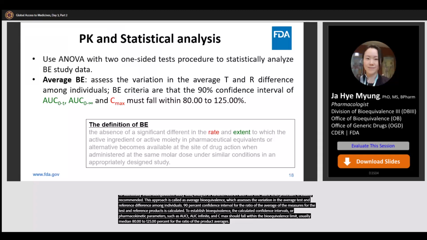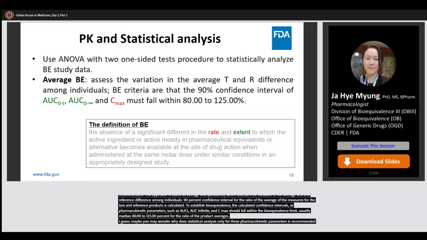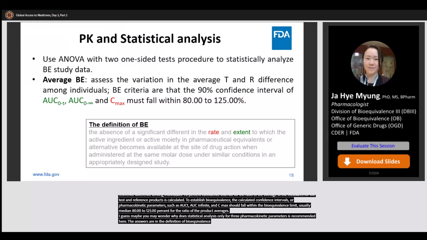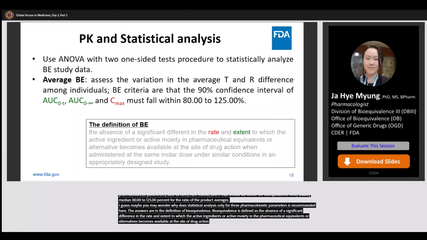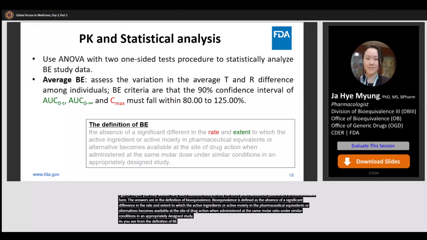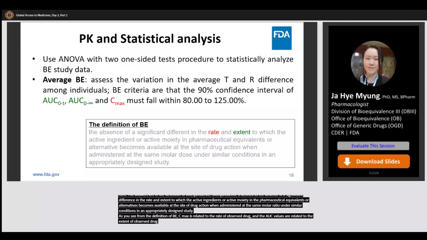You may wonder why the statistical analysis is recommended for only three pharmacokinetic parameters. The answer is in the definition of bioequivalence. Bioequivalence is defined as the absence of a significant difference in the rate and the extent to which the active ingredient or active moiety in pharmaceutical equivalents or alternatives becomes available at the site of drug action when administered at the same molar dose under similar conditions in an appropriately designed study. As you see from the definition of BE, Cmax is related to the rate of absorbed drug, and AUC values are related to the extent of absorbed drug. Thus, the average bioequivalence analysis for AUCt, AUC infinity, and Cmax is usually recommended.